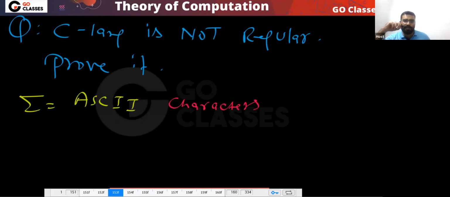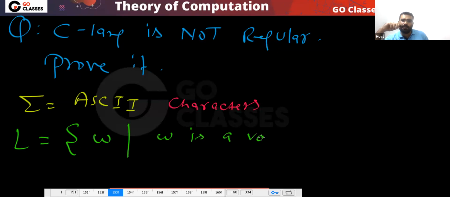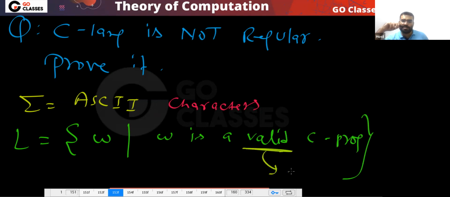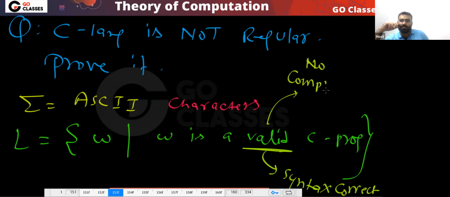ASCII characters. This is the alphabet. Okay. Now you can notice. And what is the language? That is a valid C program. W is a valid C program. This is the language. W is valid. Valid means syntax. Syntax must be correct. No syntactical error. Okay, no compiler error.